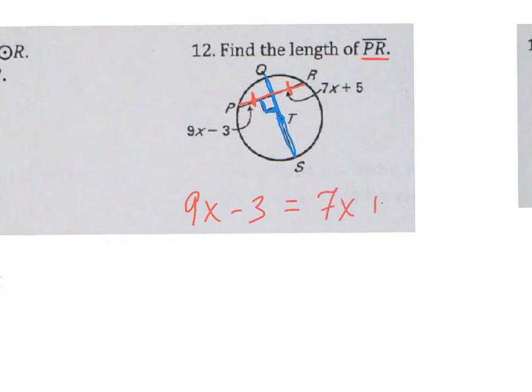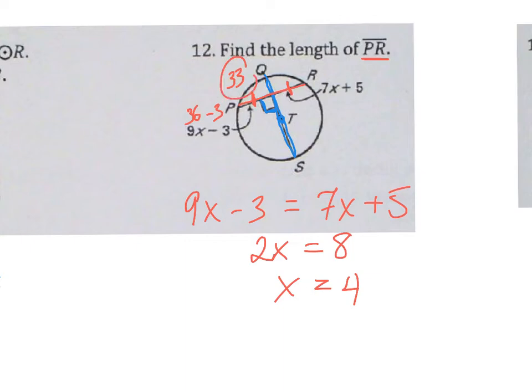So I can take those two expressions and set them equal. So we end up with 2x equals 8, so obviously x equals 4. And then when I plug it in, each of these separate lengths, it looks like we have 36 minus 3. So this one's going to be 33. And obviously on this side, I should get the same thing, 28 and 5. So this one's 33. What they wanted was the length of PR, so it's going to be both of them together, which gives me 66.